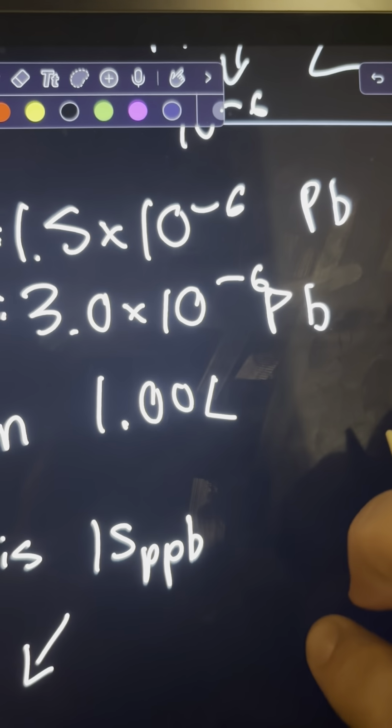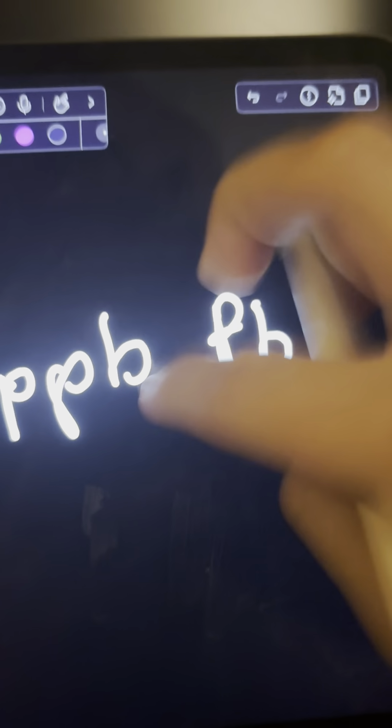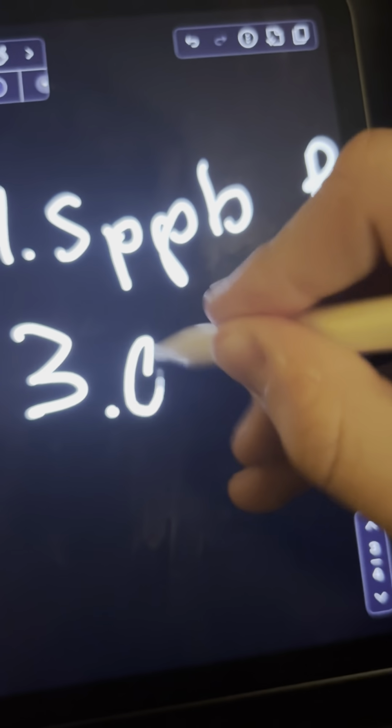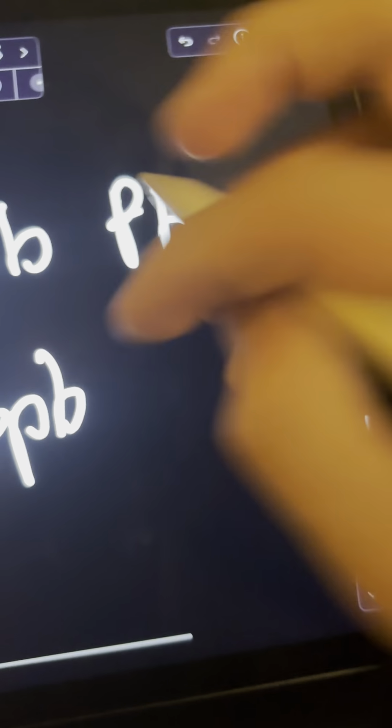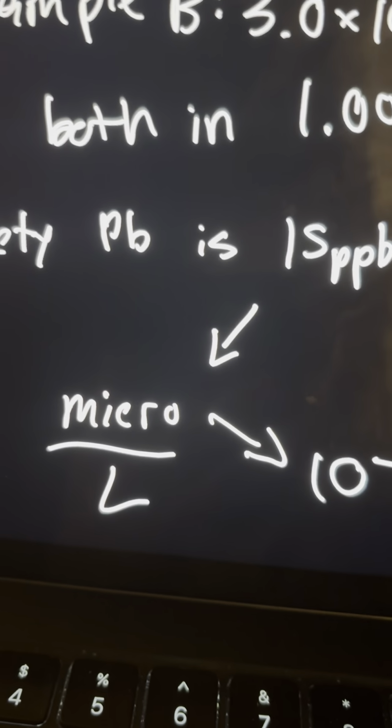So all we have to say is that sample A has 1.5 parts per billion of lead, and sample B equals 3 parts per billion of lead. See, now the actual problem is if the water is actually safe or not. The max is 15 parts per billion.